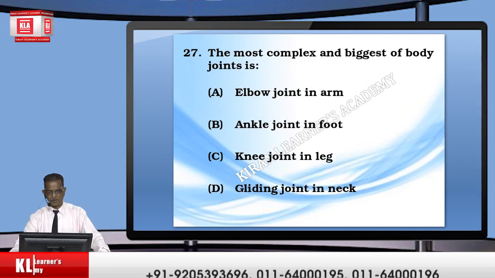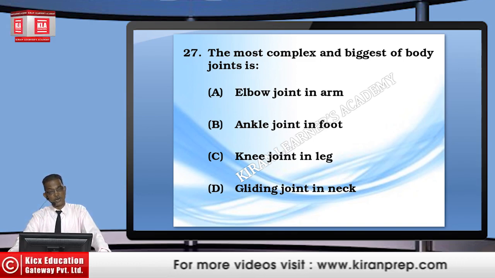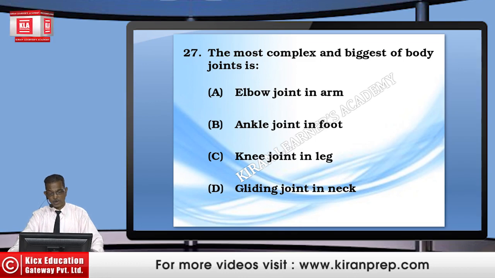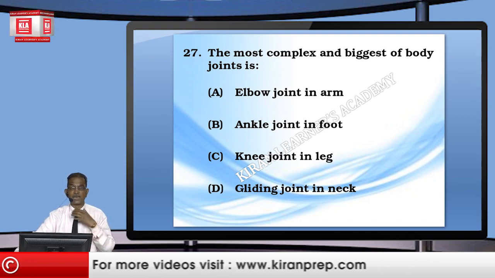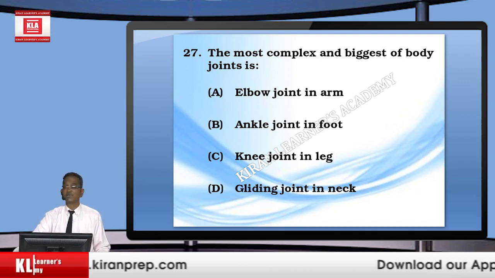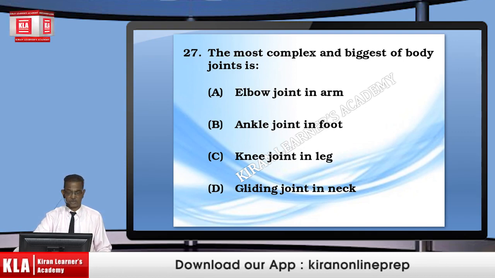The most complex and biggest of the body joints. There are a number of joints: elbow joint, ankle joint at the foot, knee joint at the knee, gliding joint in the neck. Gliding joint means allowing sideway movements to the right or left.